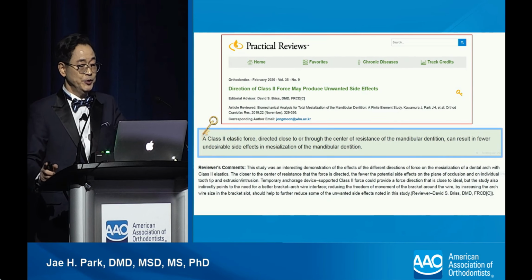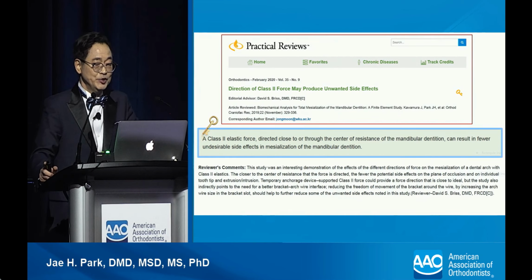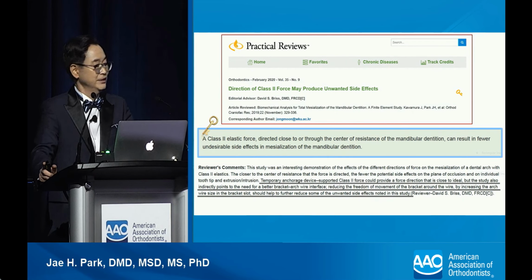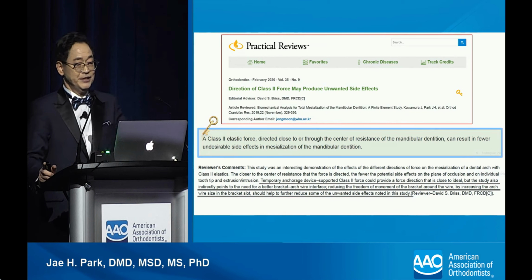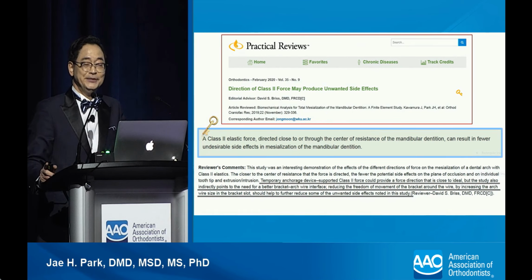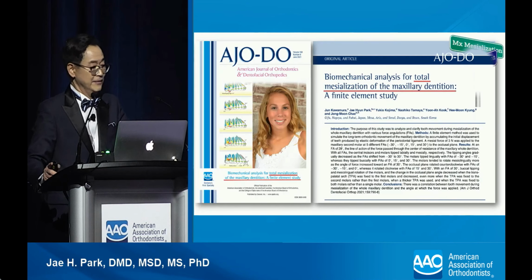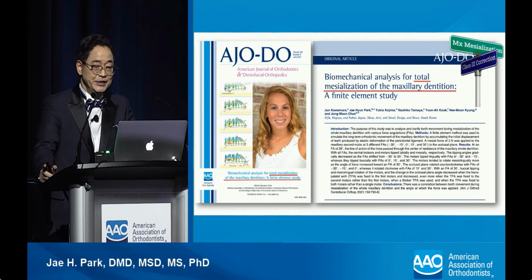In the practical reviews, David Breeze reviewed the article and mentioned the direction of Class II elastics related to the center of resistance. He also stressed increasing the archwire size in the bracket slot to reduce side effects with Class II elastics. We published this article recently in AJODO.